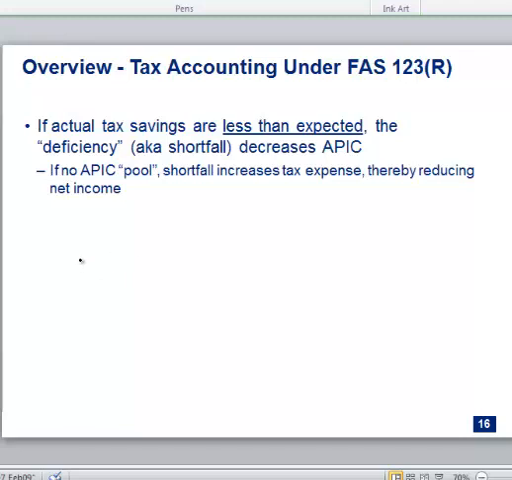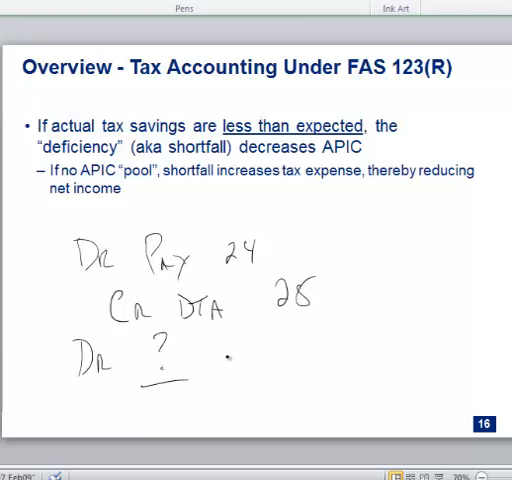Okay. If the stock goes down, we're going to debit our payable for 24. We have to credit our DTA for 25 because we've got to get rid of it, which means we need to debit something for the 1 to balance the entry. Okay. And if you can, you want to debit APIC, because no one ever wants to debit provision for anything, right? That's no fun.